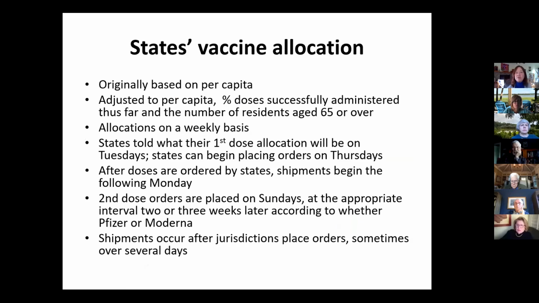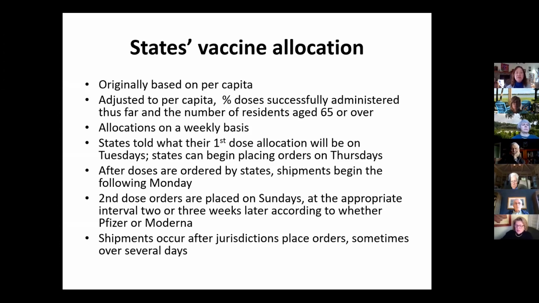Let's shift a little bit to vaccine allocation. Originally, the individual states' vaccine allocation from CDC was based purely on per capita. It was not based on how bad the outbreak is in a given state. It wasn't based on age. It was strictly per capita. Recently, it's been adjusted. And this is the amount that we get from the federal government.